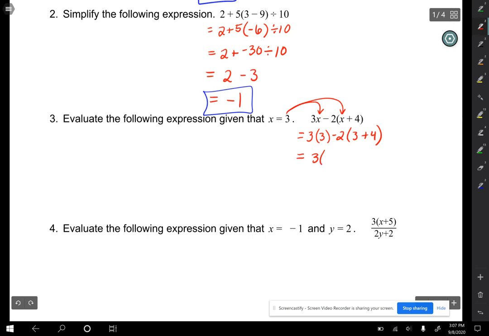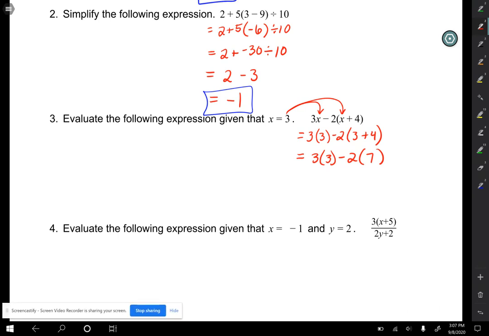So first things first, we need to work on this parentheses right here. Instead of 3 plus 4, inside that parentheses can change into a 7. There are no exponents, so next we need to multiply. 3 times 3 is 9, minus 2 times 7 is 14. 9 minus 14 is negative 5.